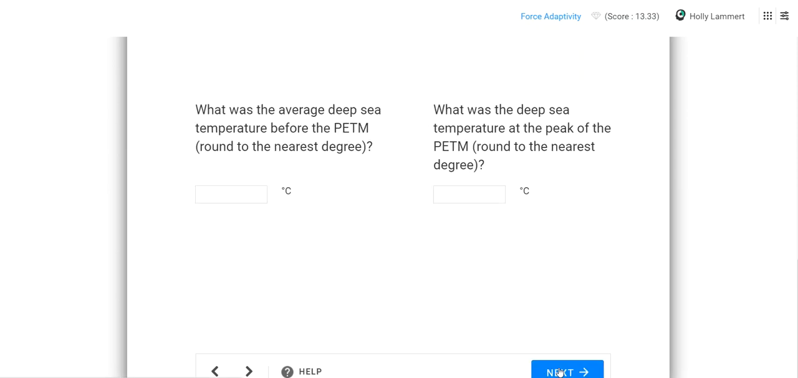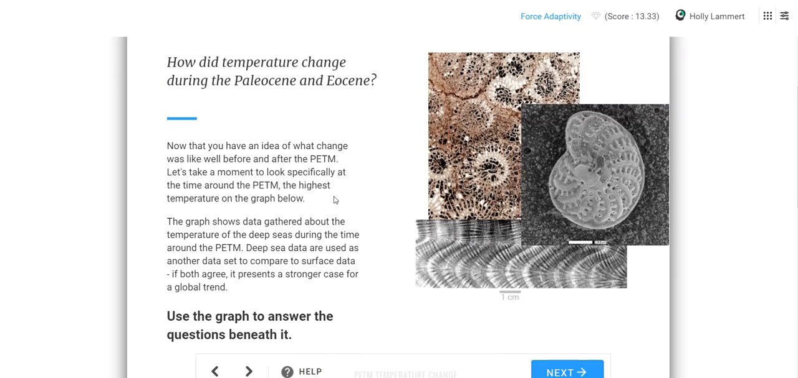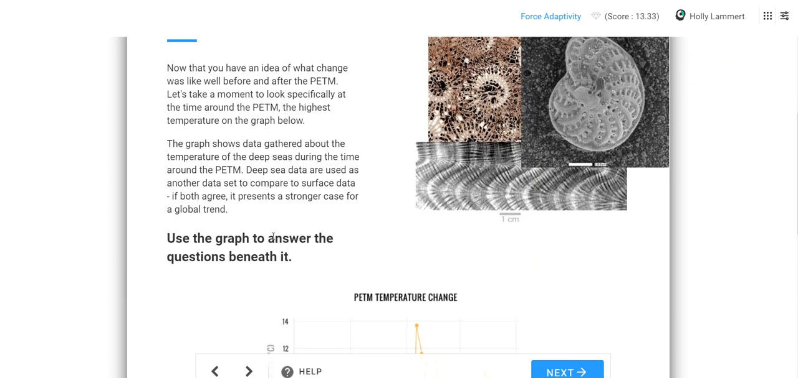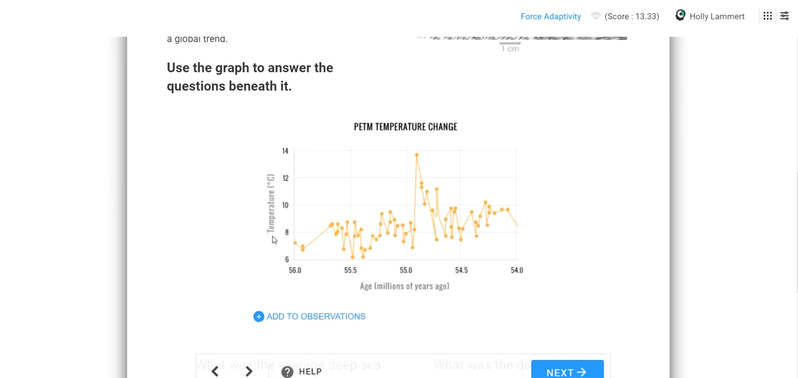Okay, cool. All right, so how did the temperature change during the Paleocene and Eocene? Now that you have an idea of what change was like well before and after the PETM, let's take a moment to specifically look at the time around the PETM, the highest temperature on the graph below. The graph shows the data gathered about the temperature of the deep seas during the time. Deep sea data are used as another data set to compare to surface data. If both agree, it presents a stronger case for the global trend. That makes enough sense. If you see it in the ocean and on land, you can say it's more likely to have happened all over the globe. So let's use this graph to answer the question below.